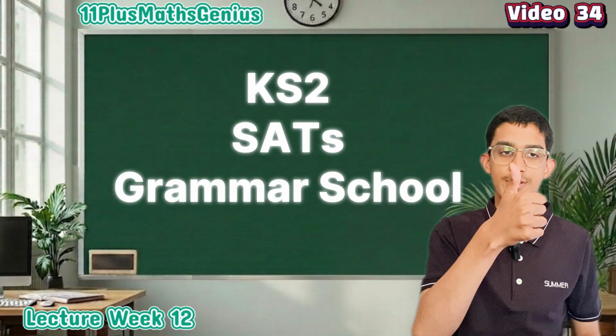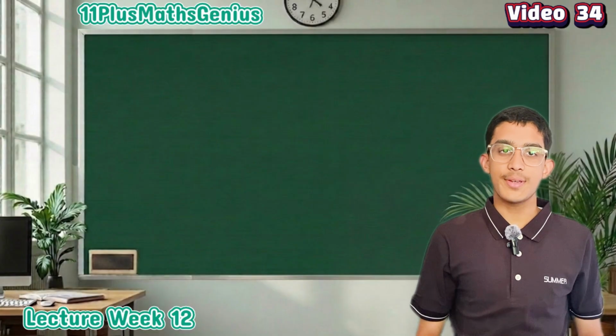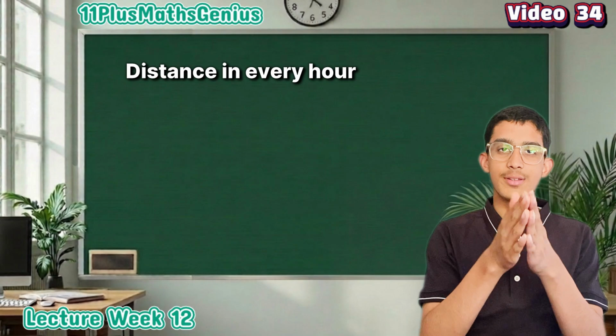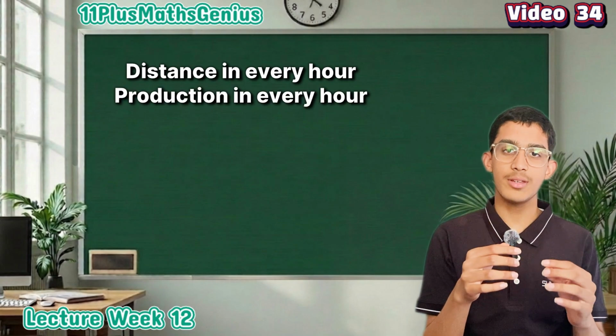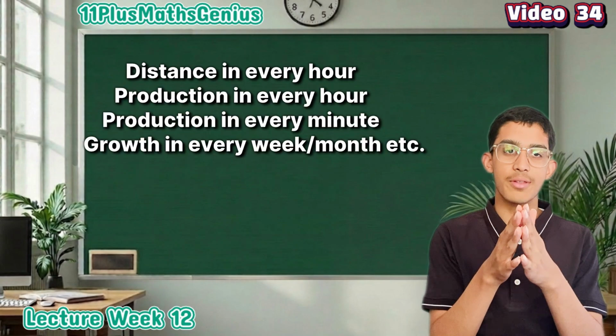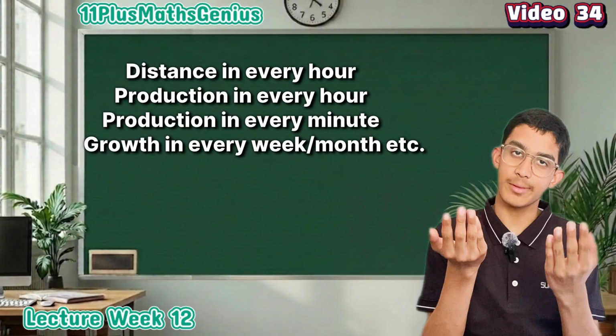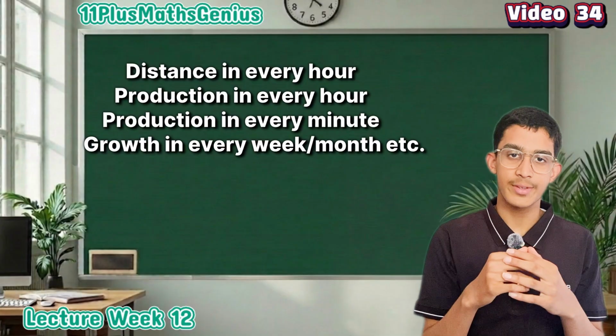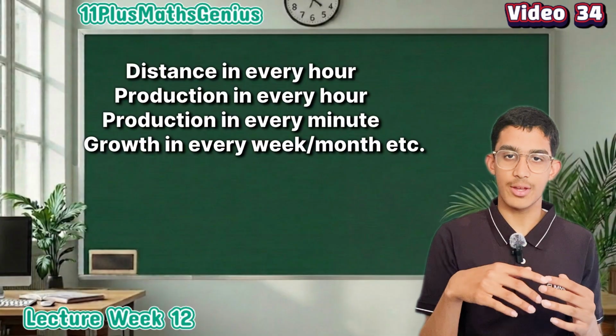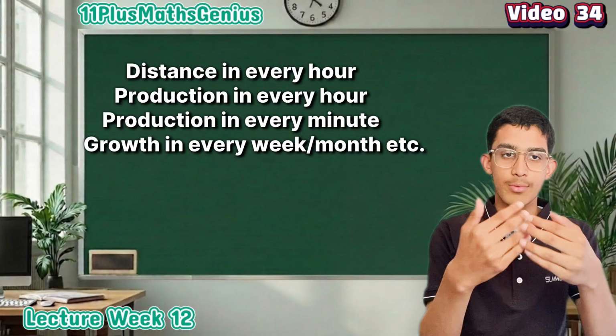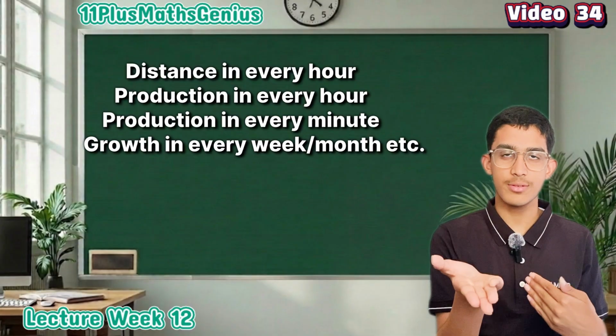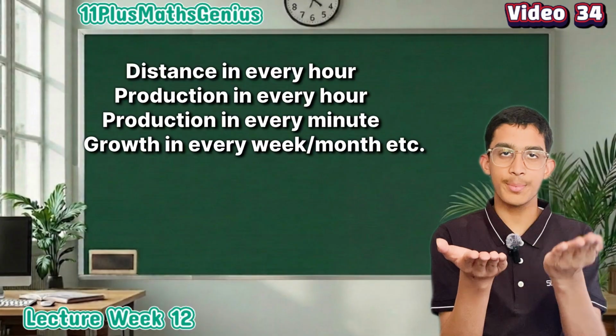Let's start. Rate means doing the same thing in a specific time. In other words, the rate tells us the same amount over the same period of time. As the amount or time is fixed, we can either use division or multiplication.